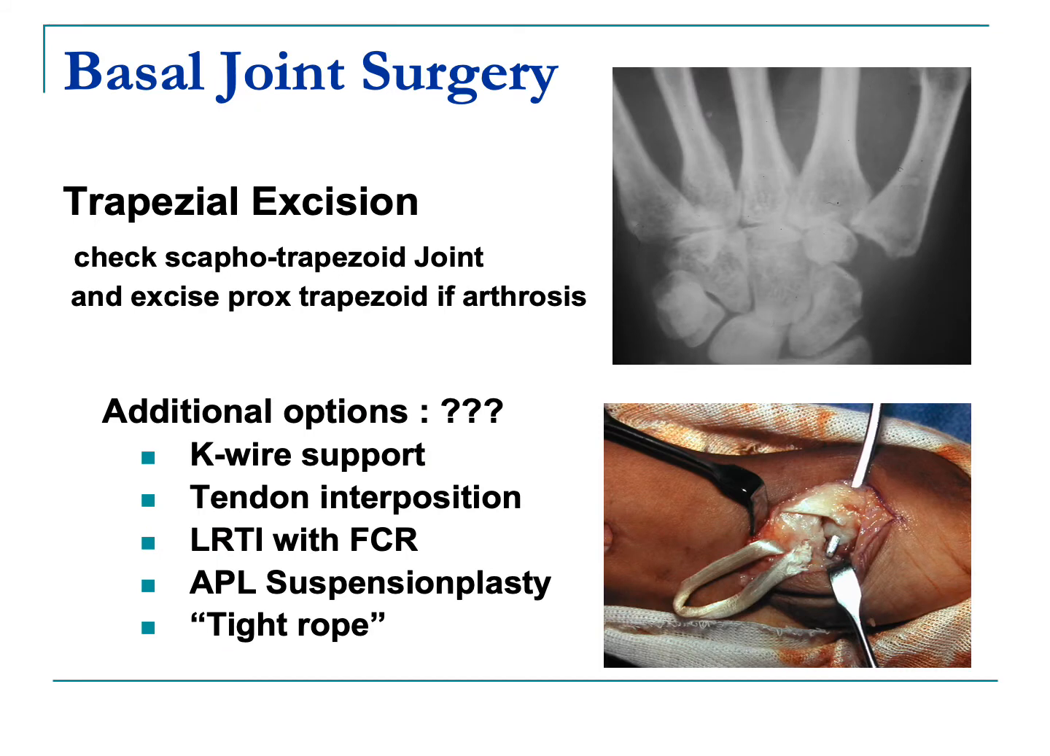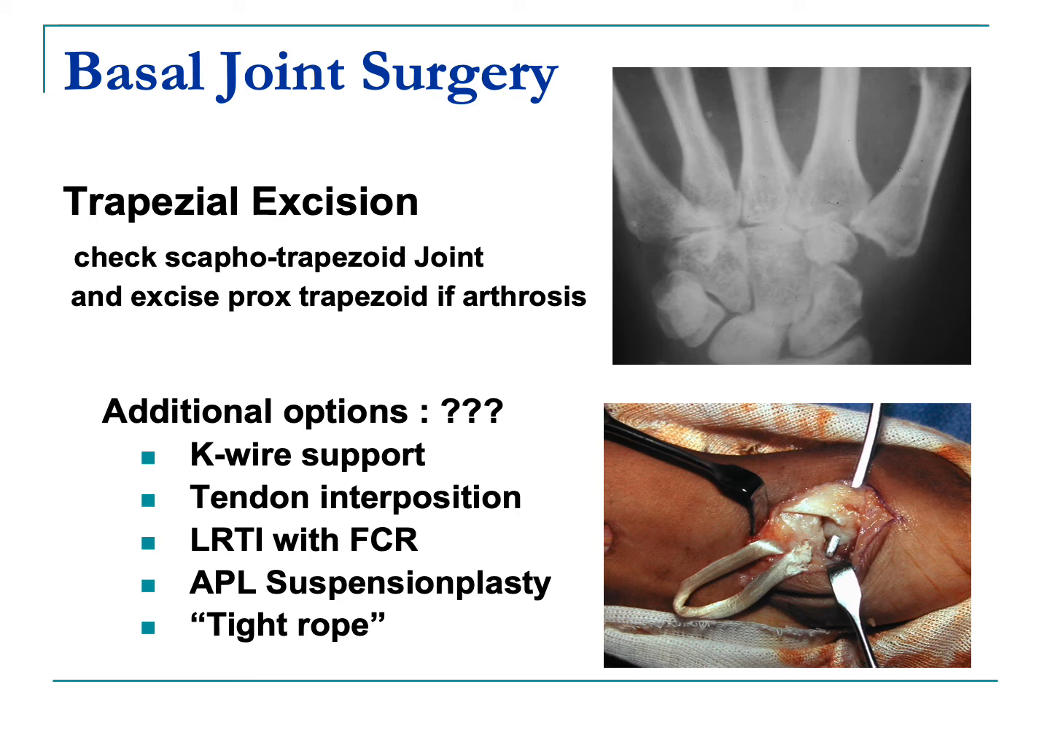When performing basal joint surgery, almost all operations today include removal of the trapezium. It is important after the trapezium has been removed to determine whether or not there is arthritis between the trapezoid and the scaphoid. And if there is, then some removal of that joint surface should be done in order to relieve the patient of their pain.